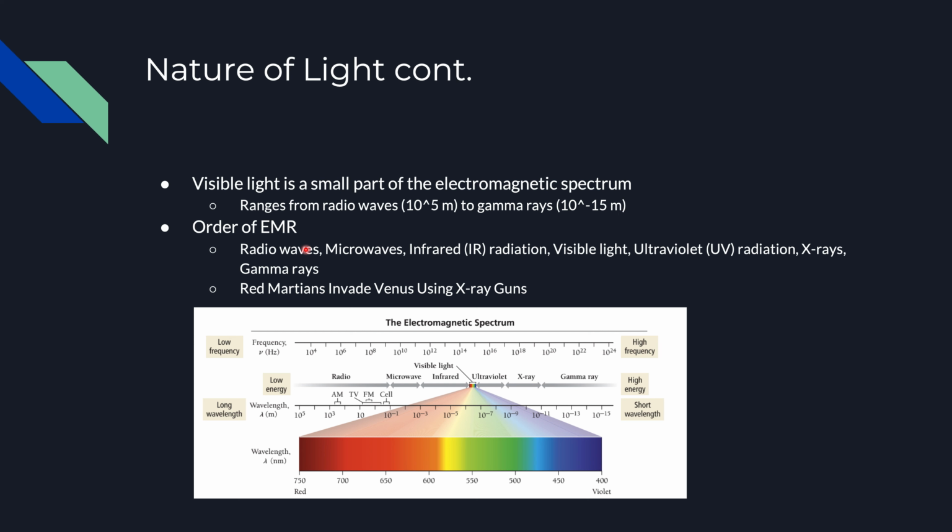And the order of electromagnetic radiation goes radio waves, microwaves, infrared radiation, visible light, ultraviolet radiation, X-rays, gamma rays. And this is in order of increasing frequency, decreasing wavelength, or you could say increasing energy as well.